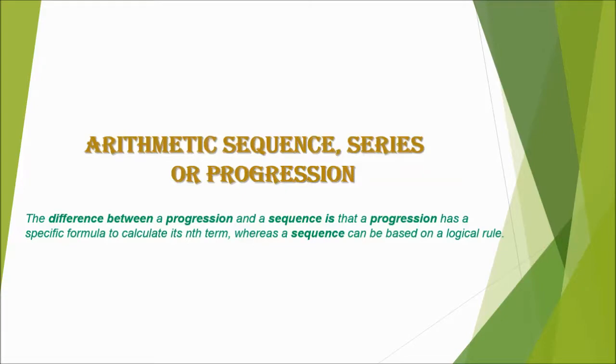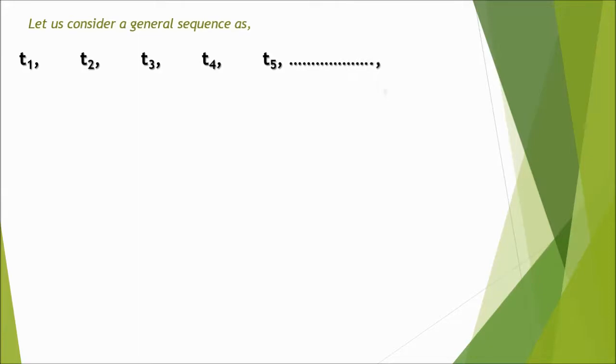So understand what sequence means and what progression means. And now, next slide. Let's consider a general sequence. The general sequence will be shown on your screen as T1, T2, T3, T4, T5, and a gap for a few terms, Tn minus 1. This is the second last term, and Tn is the last term for this sequence.